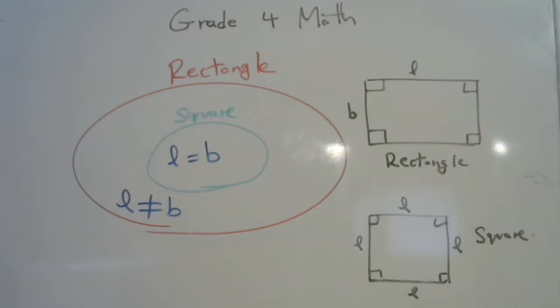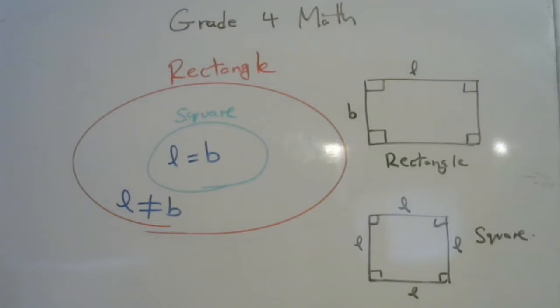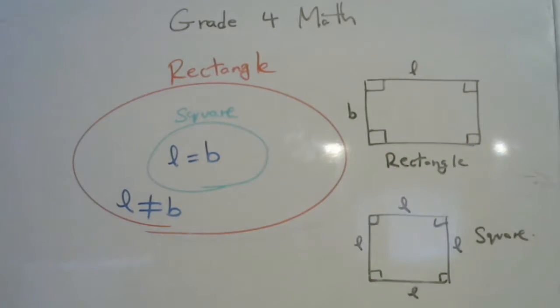A rectangle is a four-sided figure, right? That in which the vertices form four right angles. Right? Now a square is also a four-sided figure where the vertices form four right angles. So what is the difference between a rectangle and a square? And is a square a rectangle or is a rectangle a square?